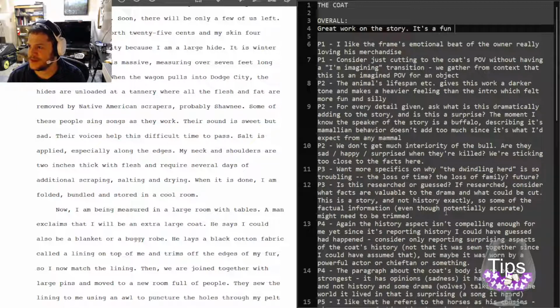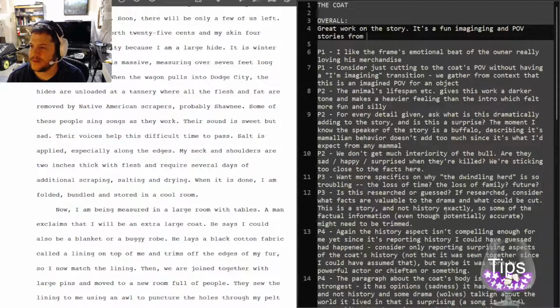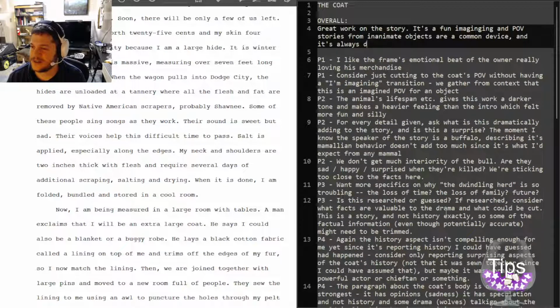It's a fun imagining, and POV stories are a common device, and it's always worth developing this genre.